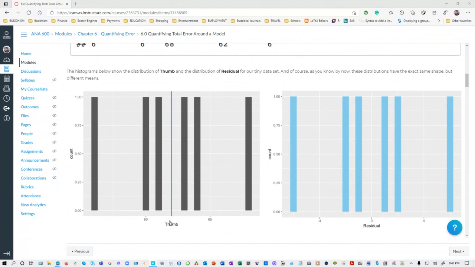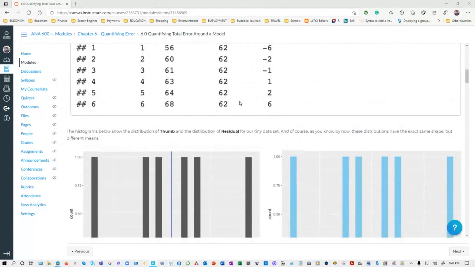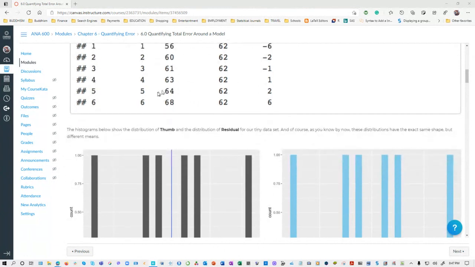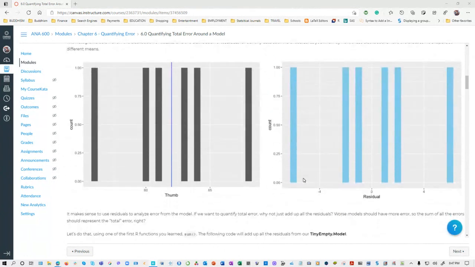This is the thumb length average. You know how to draw these lines; we discussed that in the last case. Three data points are below the average, which are 56, 60, and 61. The other three, 63, 64, and 68, are above the average.